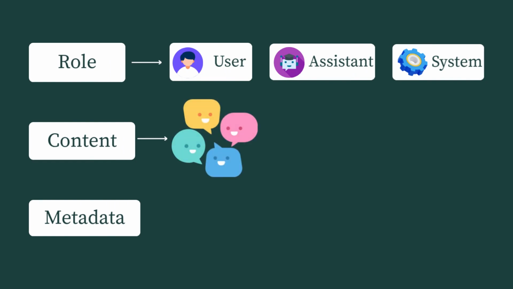Content is what is being said, usually text, but it can also be an image, audio, or files. So yes, LangChain supports multimodal input too. Metadata is the extra information like message ID, token usage, and tool calls. You don't always need it, but it's super useful in real-world apps. If you understand these three things, you understand messages.